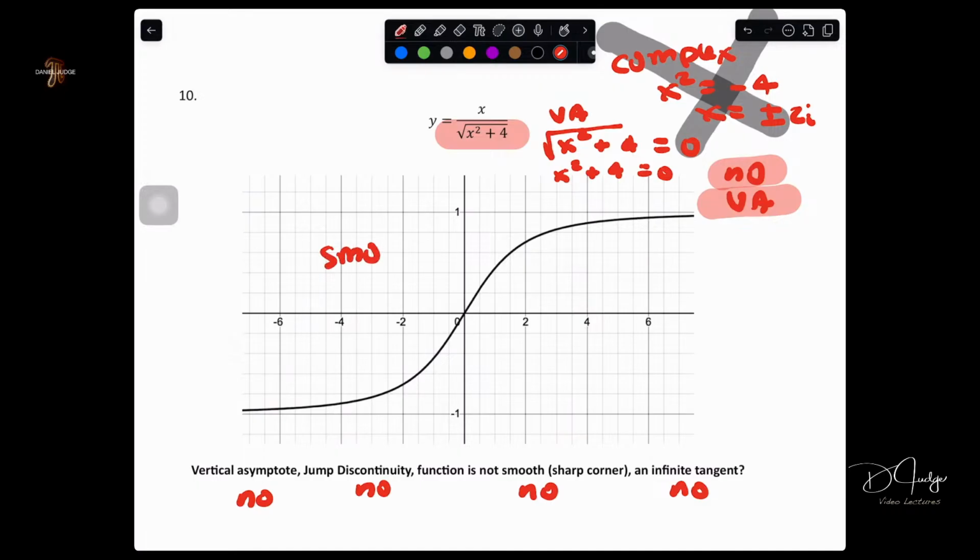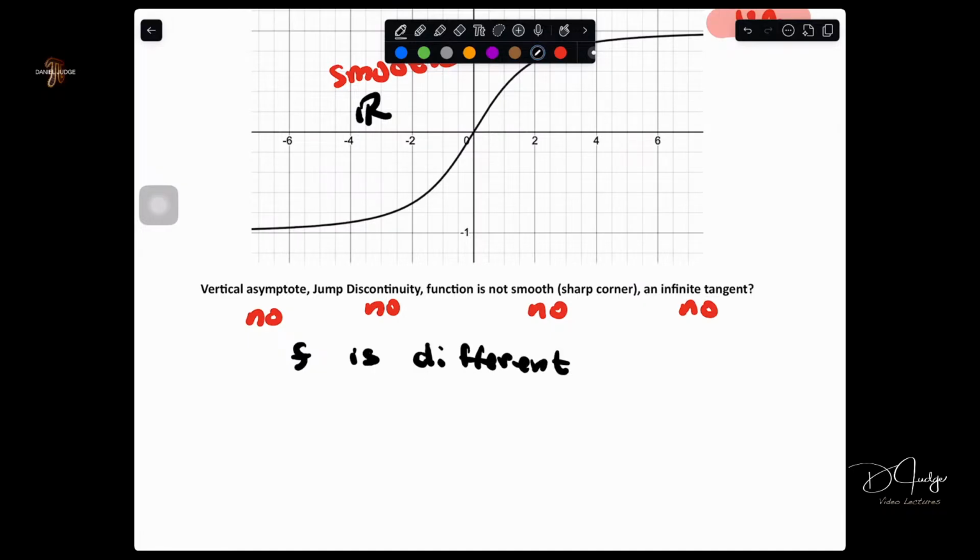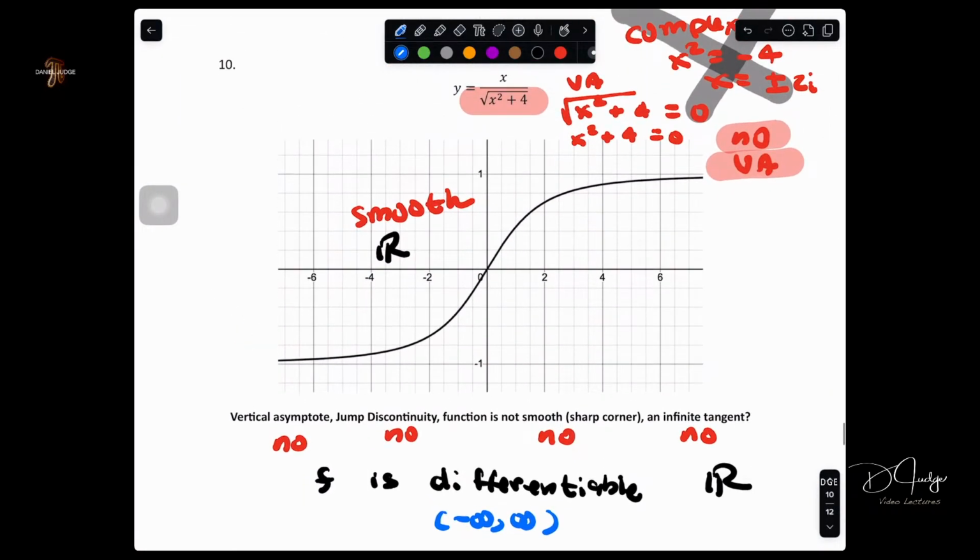And again, you've got a nice, beautiful, smooth curve. And that's true for all real numbers. So we say the function f is differentiable everywhere. Everywhere means all real numbers, and the interval notation for all real numbers is negative infinity to infinity. So I'm just giving you some nice, beautiful examples of differentiability, and we're trying to find locations where it's not differentiable.